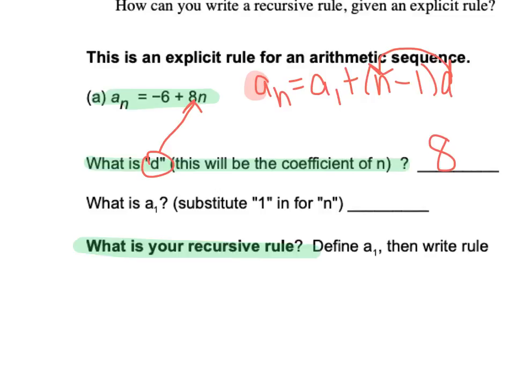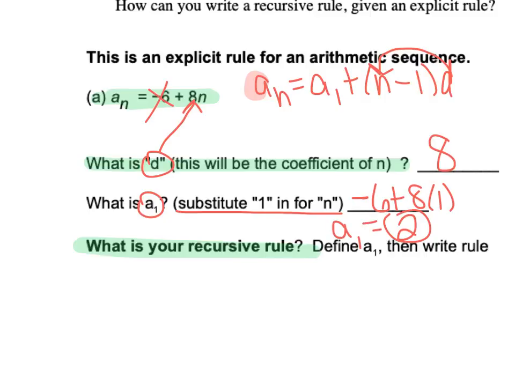Now, just to be clear, the a sub 1, your first term, is not negative 6. Your first term is not negative 6. In order to figure out what your first term is, you have to put 1 in for n. So we're going to say negative 6 plus 8 times 1. That's how we get our first term. Negative 6 plus 8 is 2. So our first term, in this case, is 2.